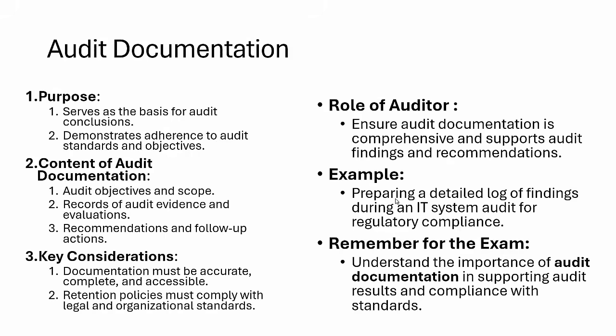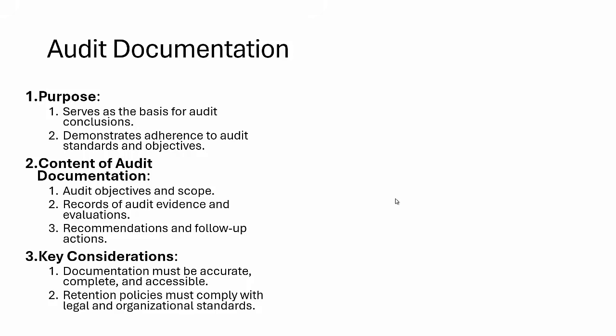Now in this entire report, you basically get a lot of documentation, because to support any evidence, any findings, you need to provide the documentation. It serves as a basis for audit conclusion, and it demonstrates adherence to the audit standard and objective. The content of the audit documentation is audit objective, scope, record of audit evidence, and recommendation follow-up. And this is something you keep even after the audit is over, like in a year, how many audits you did. So this documentation reflects your governance process.